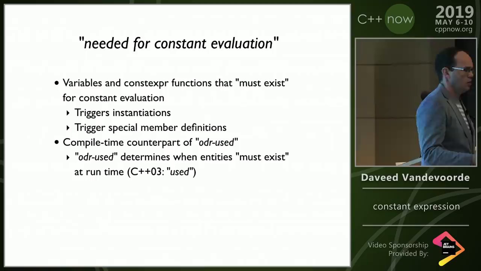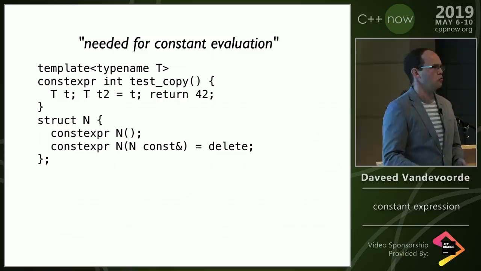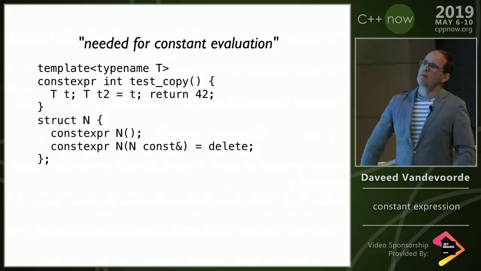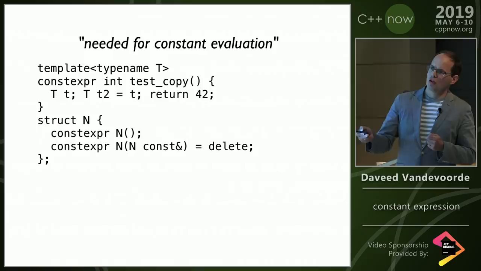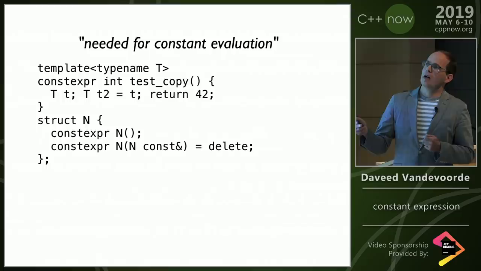Now I'm going to show a few examples to give you a feel of how it works. It's mostly intuitive. I've got a test copy template here, and like all good functions, it returns 42. But it does this thing where it copies a T. And now I have this naughty class that deletes my copy constructor. So if I ever instantiate this over n, if I instantiate the definition, I'm going to get an error there. So if test copy of n is needed for constant evaluation, my program is not going to compile.